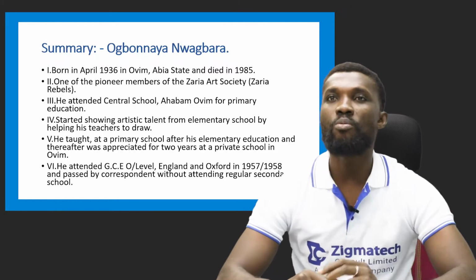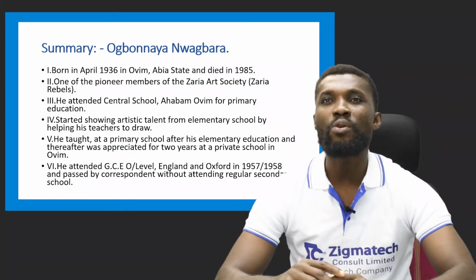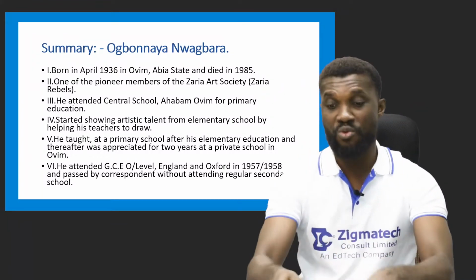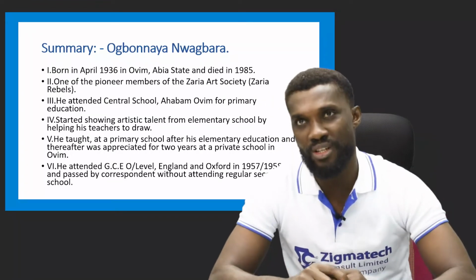All right, Ogbonnaya Mwamara was born in April, so let's take a summary of who exactly Mwamara Ogbonnaya is.